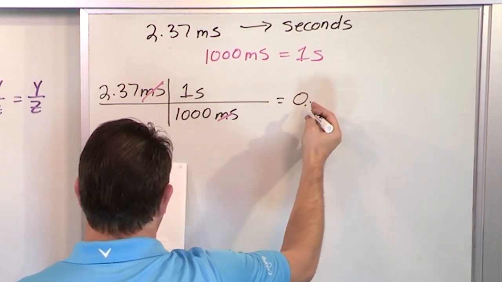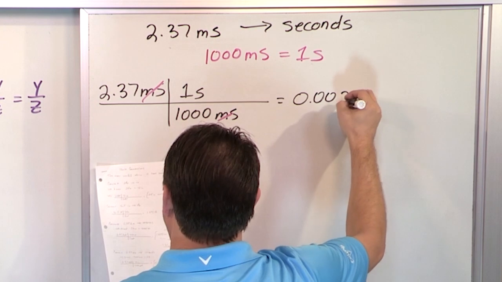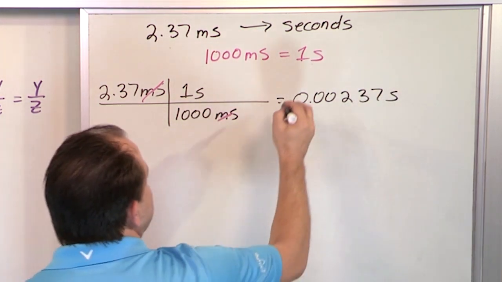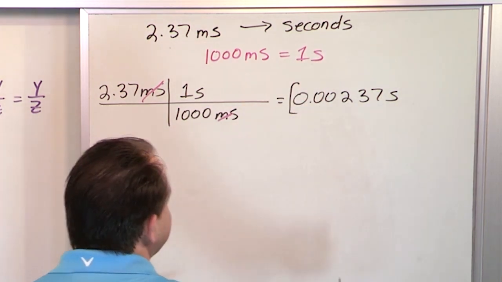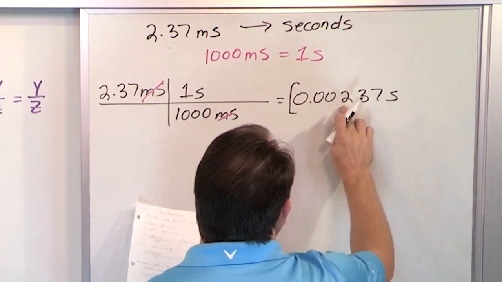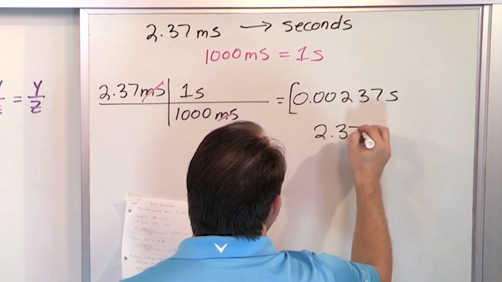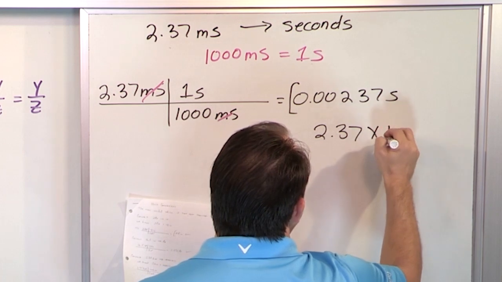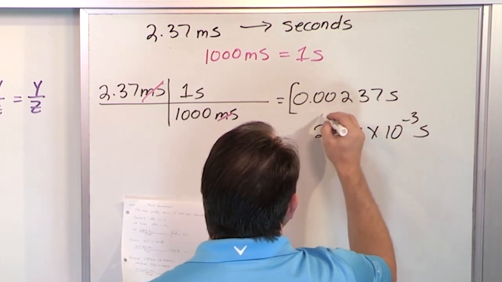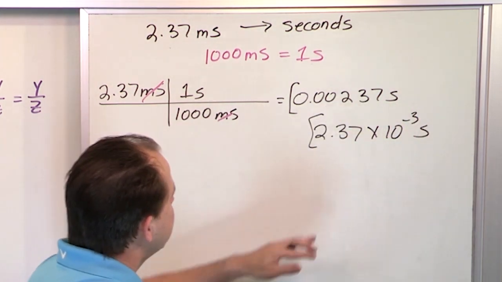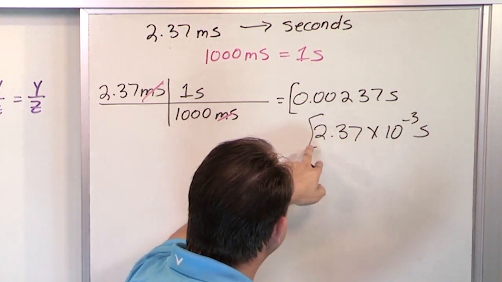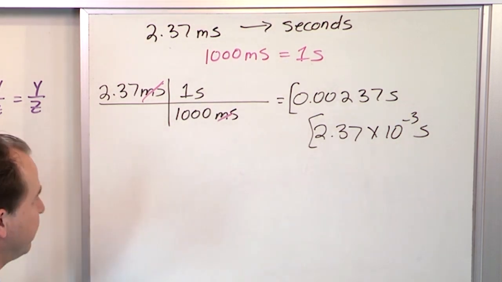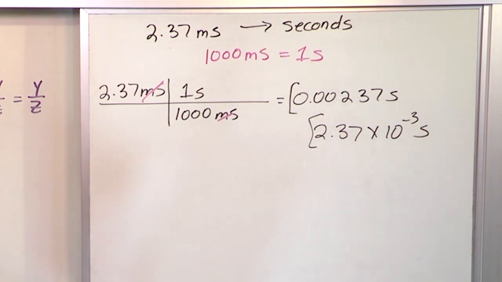You get 0.00237 seconds. Okay. And we already learned scientific notation, so you can leave it like this, or you can write it as how? 2.37, putting the decimal here, minus 1, minus 2, minus 3, times 10 to the minus 3 seconds. These two things are exactly the same thing. The 10 to the minus 3 moves the decimal place 1, 2, 3 units to the left, which is what I started with, so 0.00237 seconds. All right.